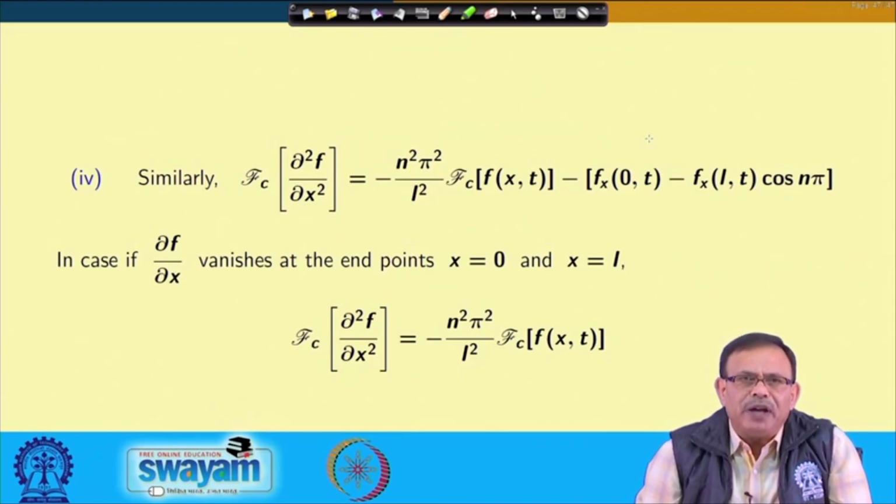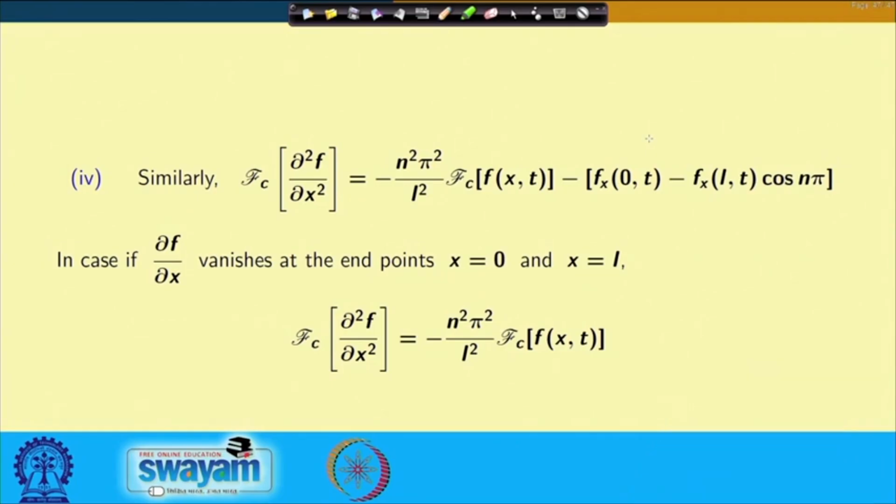So if ∂f/∂x vanishes at x equals 0 and at x equals L, then the finite Fourier cosine transform of ∂²f/∂x² will reduce to minus n²π²/L² into the finite Fourier cosine transform of f(x,t). These four formulas are very much required, and you should remember them or derive them, so that whenever we try to solve problems, we can use these formulas to solve problems on finite Fourier transforms.